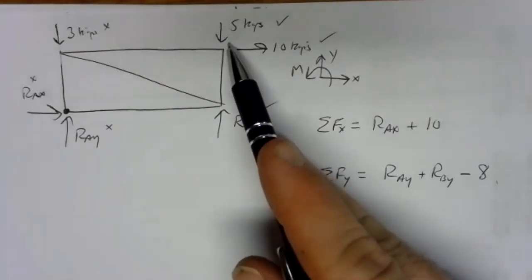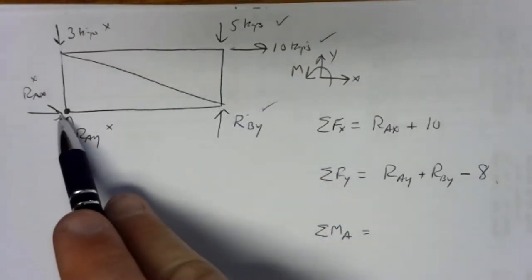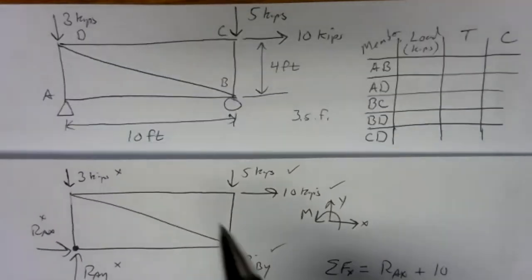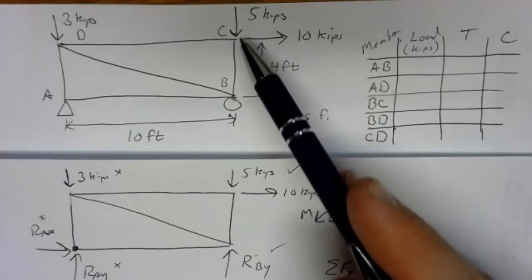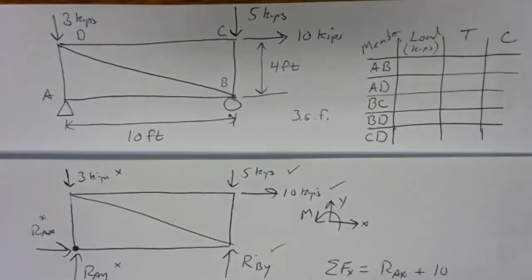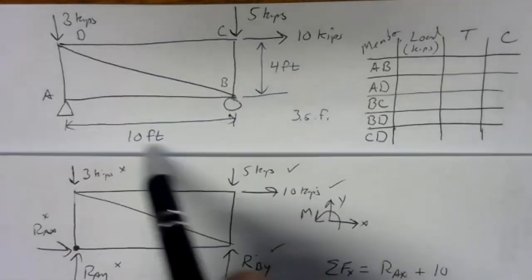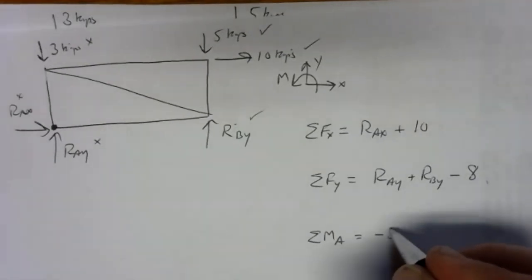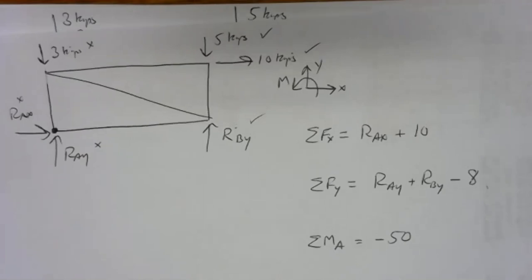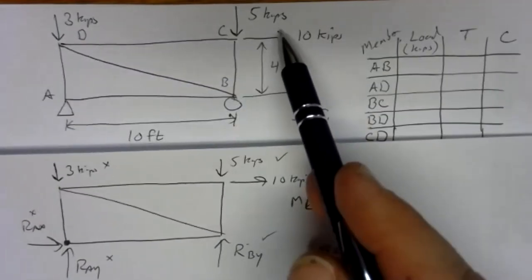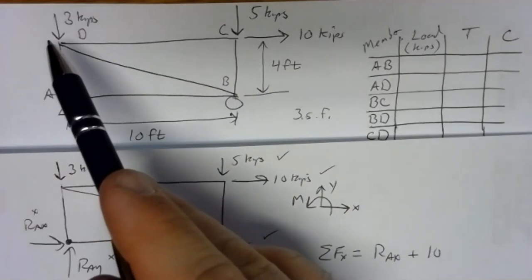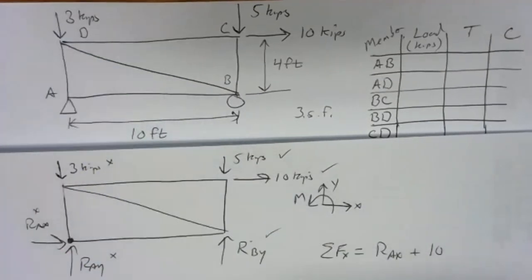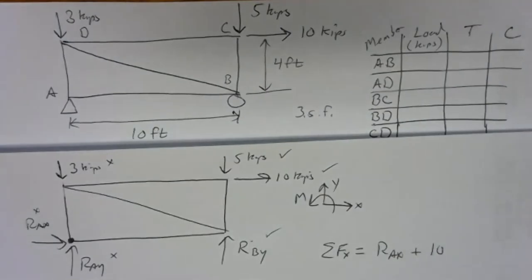The arm for the 5 kip force is the distance between RAY and RBY. And that, according to our drawing here, is 10 feet. So the arm for the 5 kip force is 10 feet. So that'll be 50 kip feet clockwise. So clockwise is negative. So we have negative 50 kip feet there. The 10 kip force, if we trace out its line of action, is 4 feet away from A. So we've got 40 kip feet.